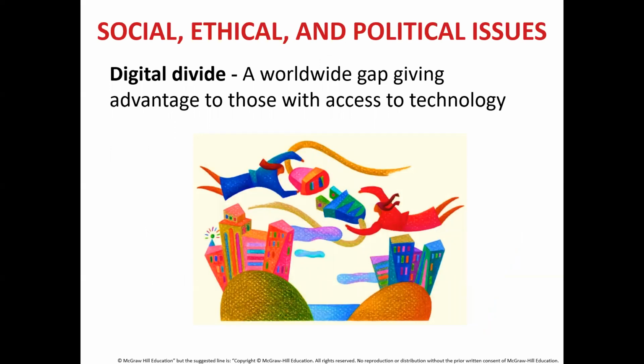Social, ethical, and political issues. Only a small fraction of the world's population has access to the internet, and some people who have had access in the past have lost it due to changes in their circumstances, such as unemployment or poverty. Providing network access to those who want or need it helps to level the playing field and removes the digital divide, a worldwide gap giving advantage to those with access to technology.